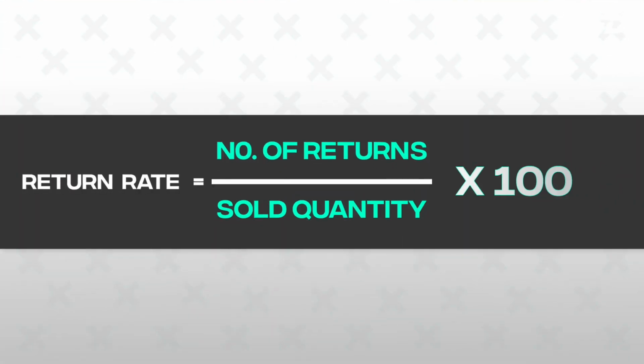The way that we calculate this metric is simple. We take the number of products returned of a specific SKU, we divide it by the sold quantity of that SKU, and multiply it by 100%. And that's how we calculate our rate of return. The higher the rate of this return, the worse the product's performance is.